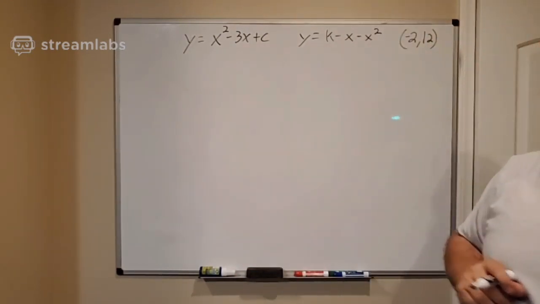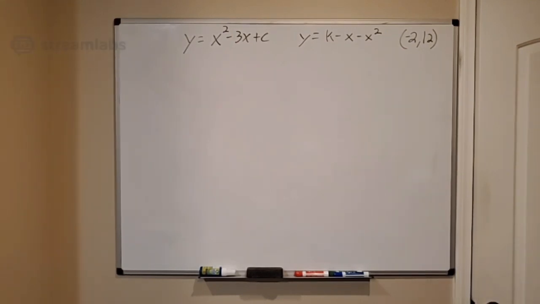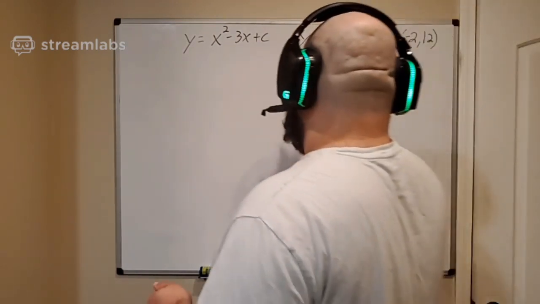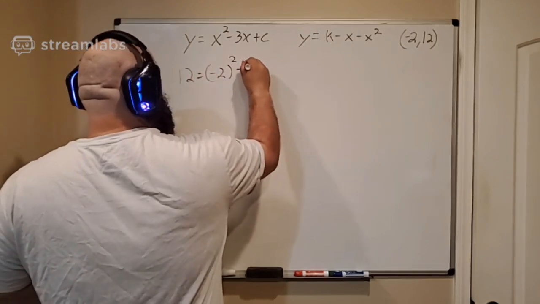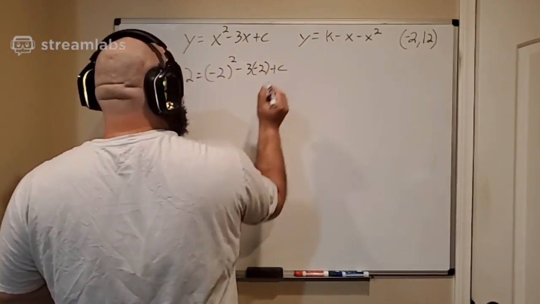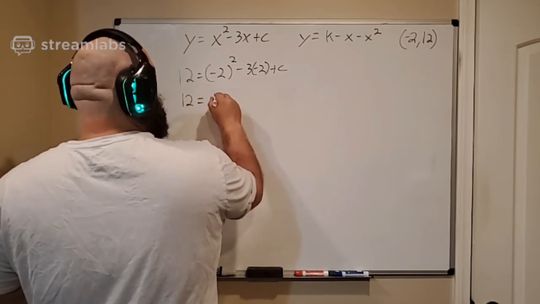I will always give you the hint that if they tell you to do 2 or 3 things in a problem, always do the first one first. So whatever they said to do first, do that first. So in this problem I'm going to find the values of c and k before I do anything else. Any ideas how to find c and k? You plug in negative 2, 12. Yeah, just plug the coordinate into y and x and then solve for c and k. So we get 12 is equal to negative 2 squared minus 3 times negative 2 plus c. So 12 is equal to 10 plus c, so c equals 2.